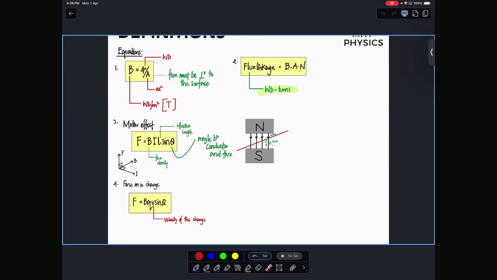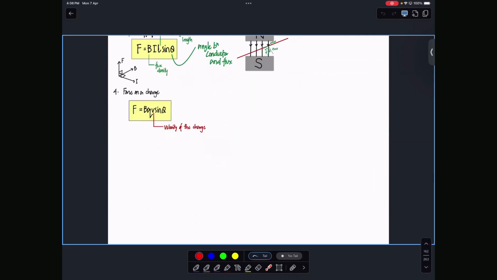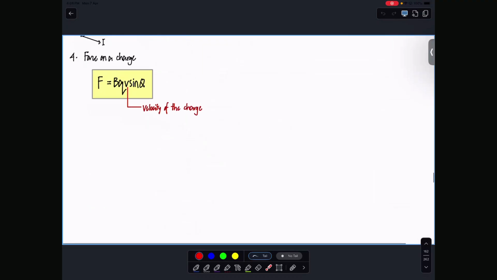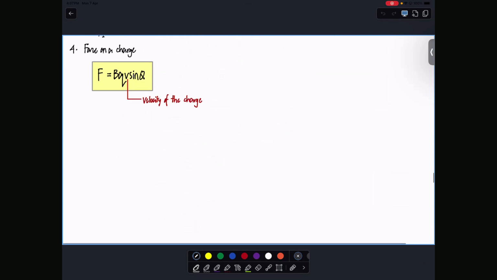Okay, let's start with this. So number 4 is F equals BQV. That's the equation for, what is this for? Force on a charged particle, right? And to find the direction, we have to use the left hand rule.